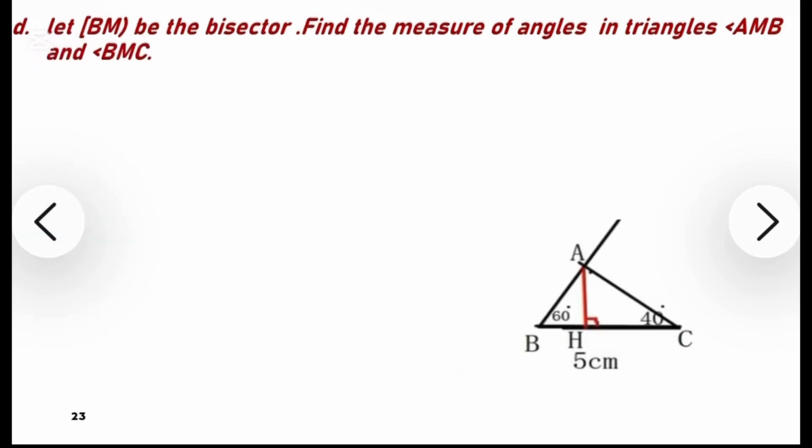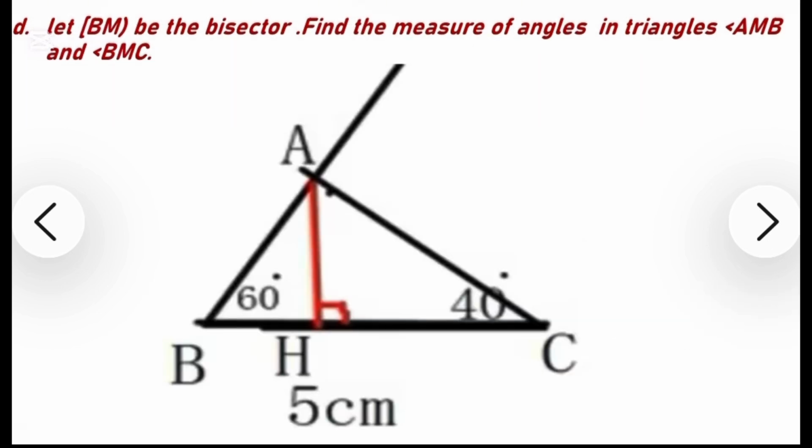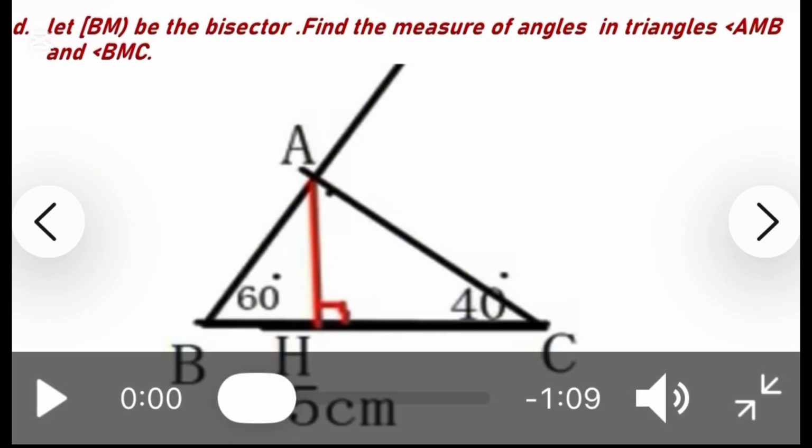Now, part D. Let BM be the bisector. Find the measure of angles in triangles AMB and BMC. Let me ask Zaidan, what is a bisector? Excellent. So a bisector is a line that cuts the angle into two equal angles. So here we want to draw the bisector BM of angle B. Using what? For sure, using the compass.